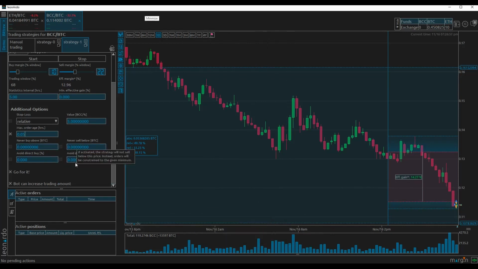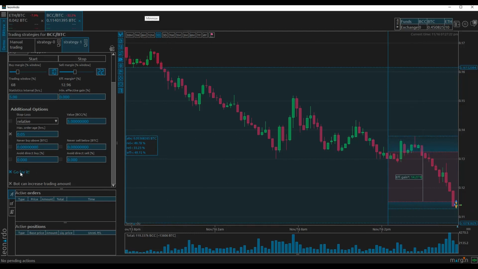And these options here basically mean you never buy. The avoid direct buy option, if you activate it, the strategy will place buy orders at least the given percentage below the current price. It's just a way for you to force it to go up or down at your leisure.